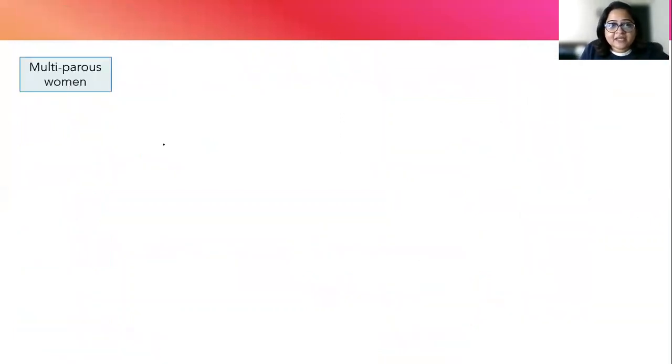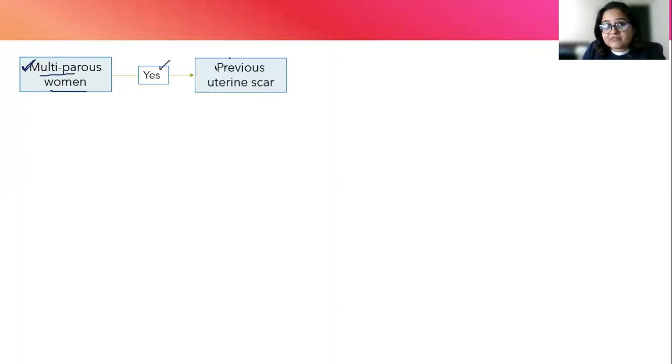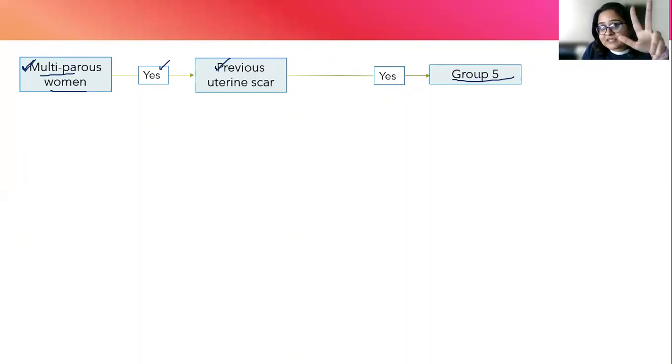What does the next page say? Now see, she's neither multiple pregnancy, not transverse lie, not breech, and not preterm. That means she's term. Next, we see her parity. So now we have 5 groups left, 1 to 5. Let's see where the woman can fall. So she's a multiparous woman. Does she have a previous uterine scar? Yes, she's group 5. That means a term patient with a previous uterine scar, cephalic presentation, single baby, falls into group 5. I hope this is now becoming clearer.